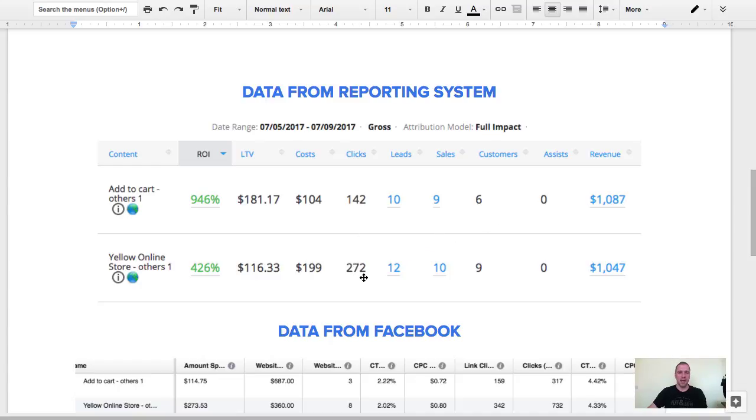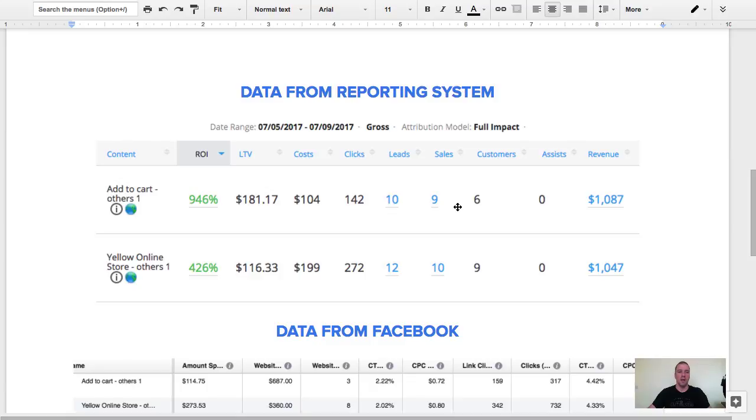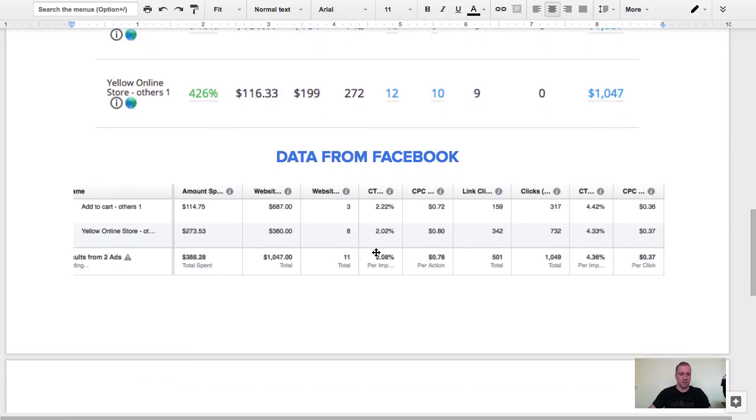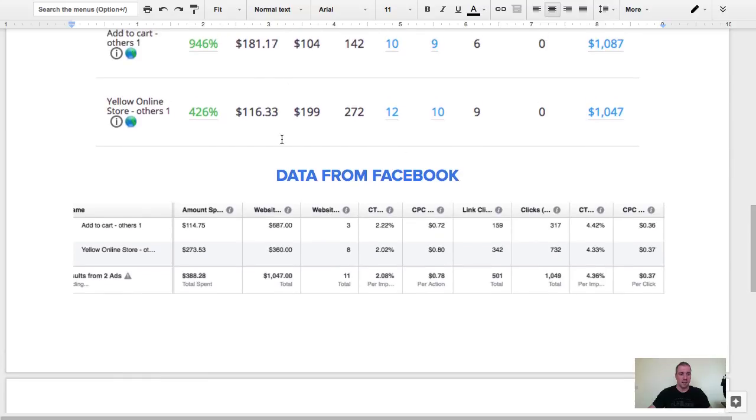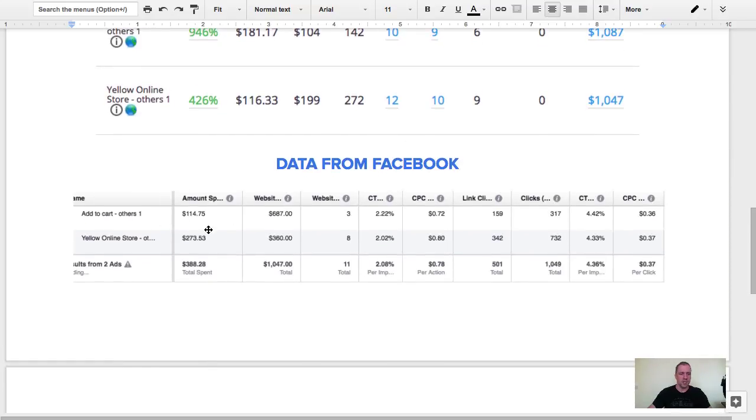Whereas this other campaign generated 272 clicks, so twice as many clicks, which seems to be good. Most people would say, wow, this is great, it's an opportunity, and so on. But it resulted in the same amount of sales and less money than the first one. This is really interesting, and you can see the same here from Facebook. I grabbed exactly the same campaign on Facebook.